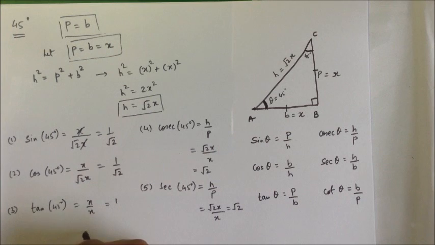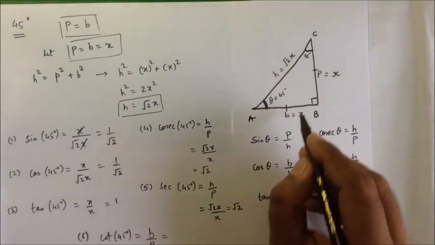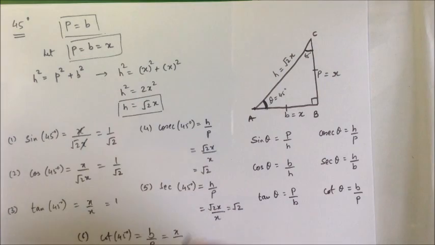And the last would be cot of 45. Now cot is the ratio between base and perpendicular. The base is x and the perpendicular is x, and this would again calculate to be 1.